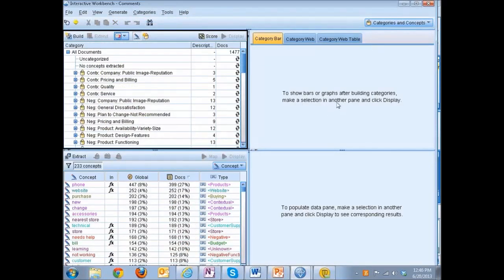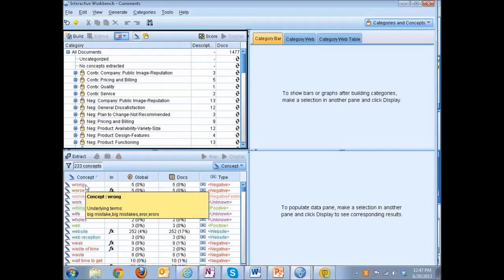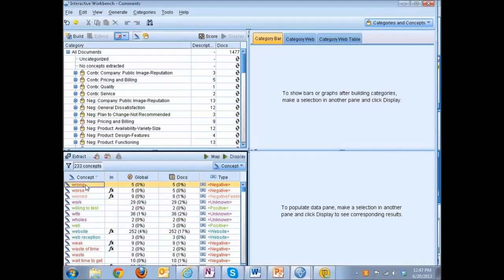If I move over to the categories and concepts place, this is already built as part of the early analysis. You can see we've got a bunch of concepts here and a bunch of types. And that ties back to those targets and types that we talked about earlier. If I find the word wrong and hover over it, you can see the underlying terms that we saw earlier that are contained within our text.